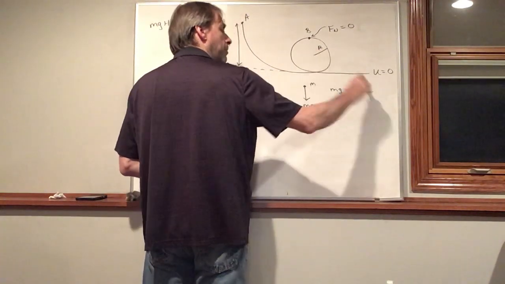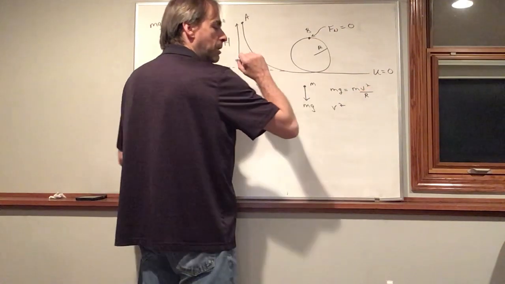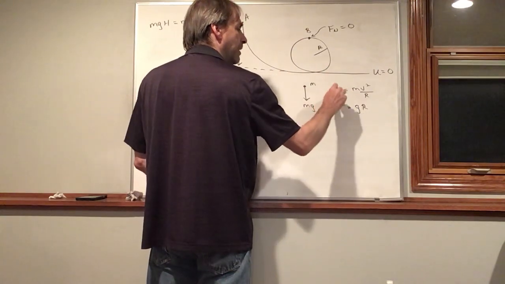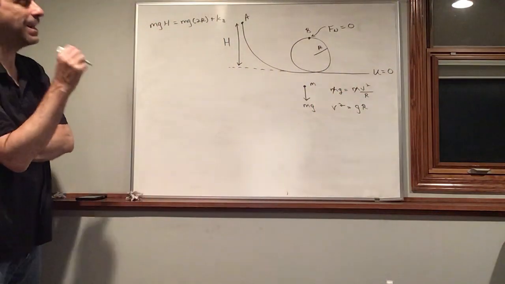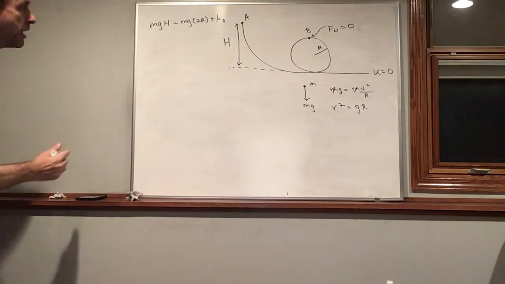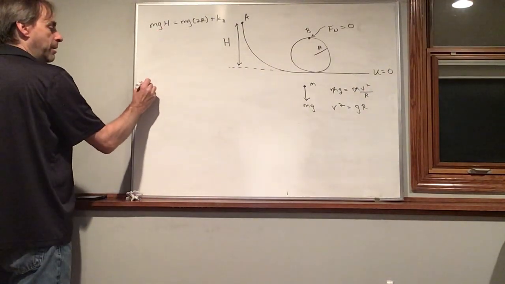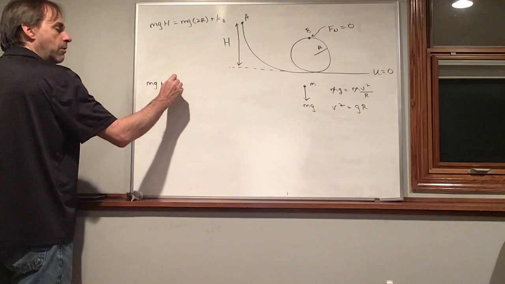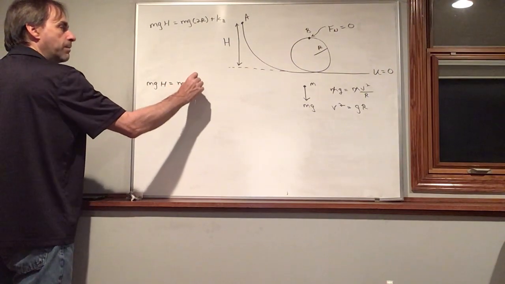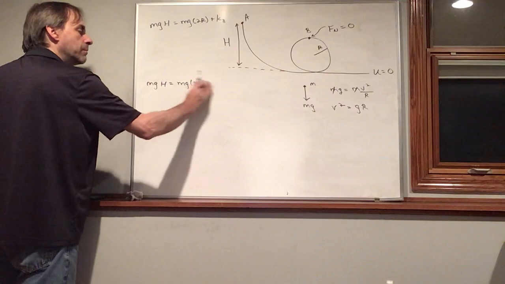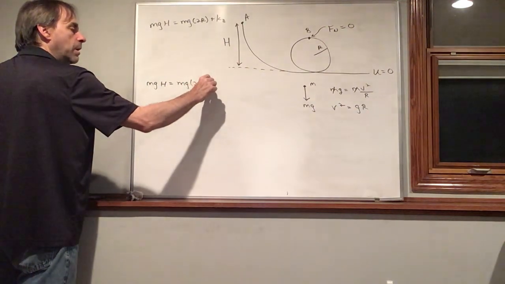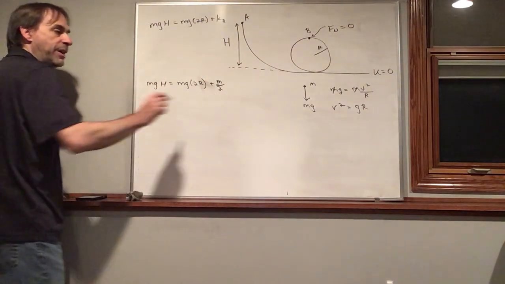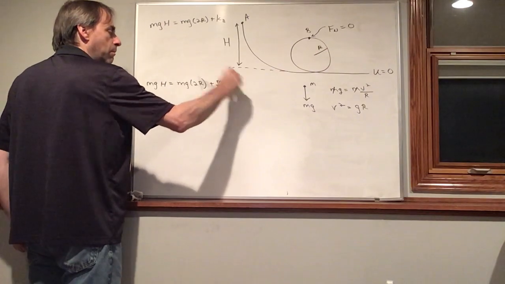It's capital R to keep it consistent with the picture. So v squared would be g times capital R. Those masses cancel out. So let's look at this equation again. Here, I'll write it here so I have room. We have mg times capital H equals mg times 2r, and kinetic energy is 1/2 m times v squared, which is gR.